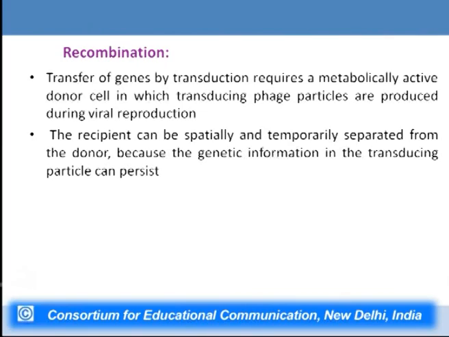So there also is a certain cost to the organism, or certain requirement from the organism, for carrying out this process. The recipient can be spatially and temporarily separated from the donor in the case of transduction, because the genetic information in the transducing particle can persist. Whereas in the case of conjugation, there has to be physical contact between the donor and the recipient. In the case of transduction, there's no requirement of physical contact between the donor and the recipient. Also, they can be spaced out in time.